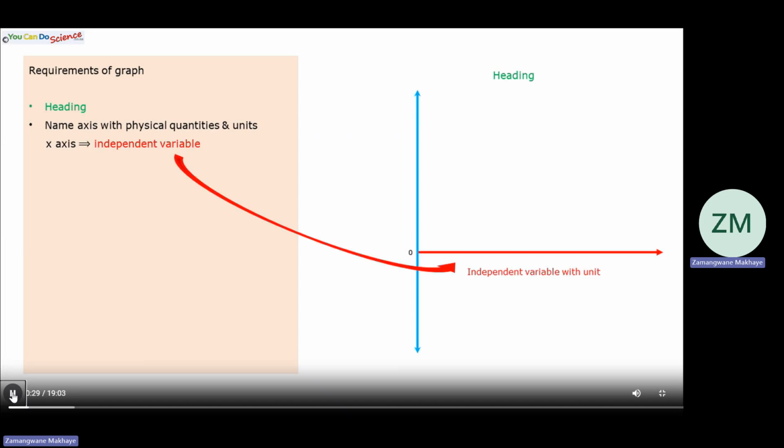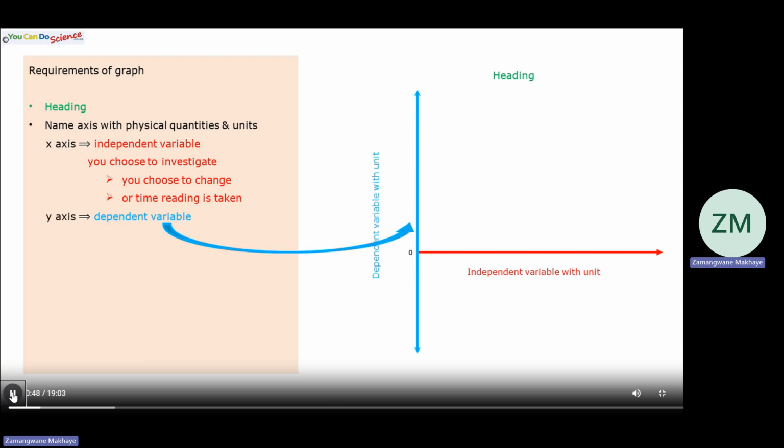On the x-axis, the independent variable comes. The independent variable is that which you choose to investigate. You choose to change it, or you choose the time when a reading must be taken. On the y-axis, the dependent variable comes. The dependent variable is what is measured after you brought about a change to the independent variable, or a reading was taken at a given time.